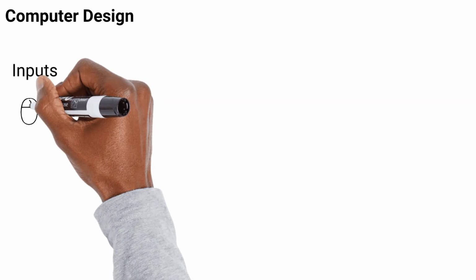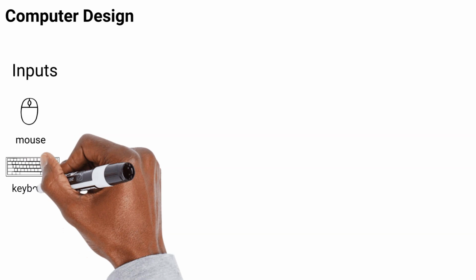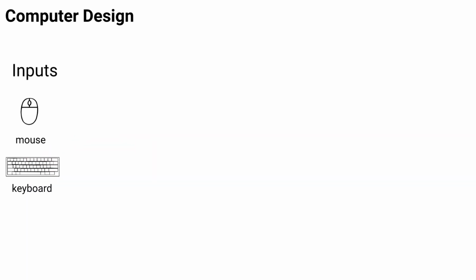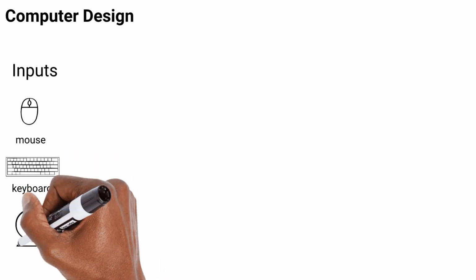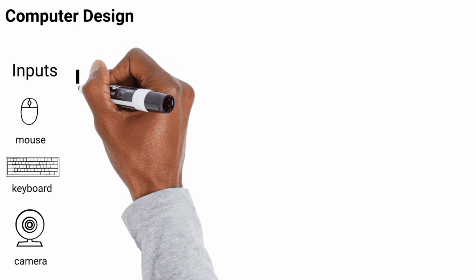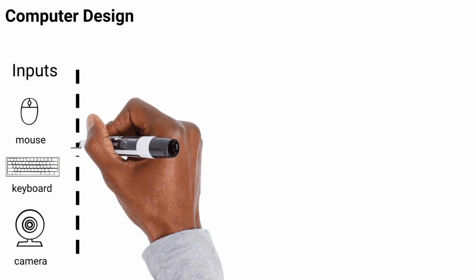Okay, so now let's go into computer design. We saw the design using your homework. Now let's go into details of how this works in a computer. The first thing we have is the inputs. The input that you use to put something in the computer can be your mouse, your keyboard, or your camera. You can use the touch screen on your phone.